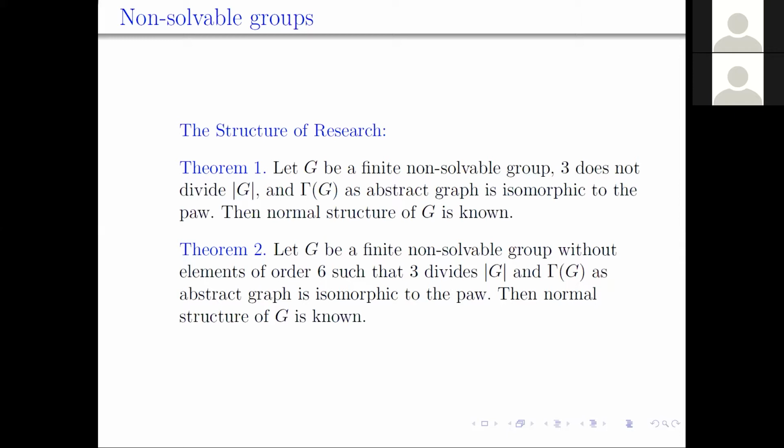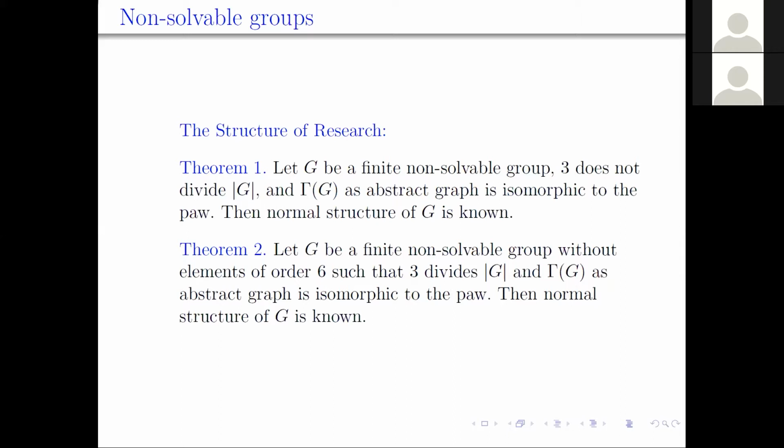Without elements of order 3, and Gamma of G as an abstract graph is isomorphic to the PO. Then the normal structure of G is known. The second result is a natural continuation of the first theorem.